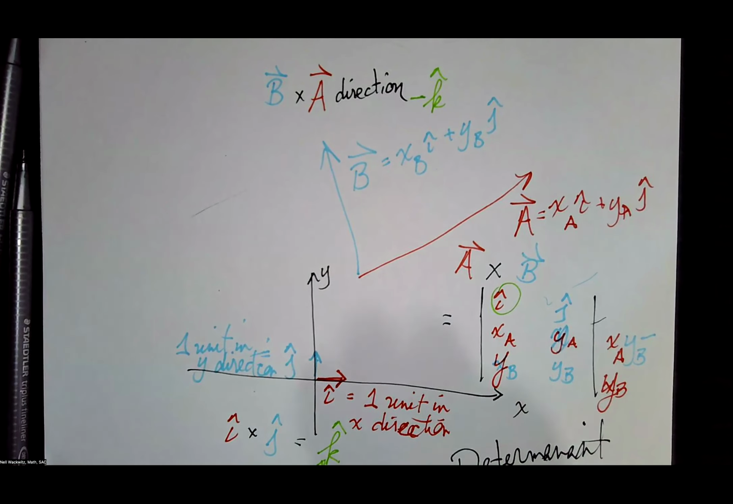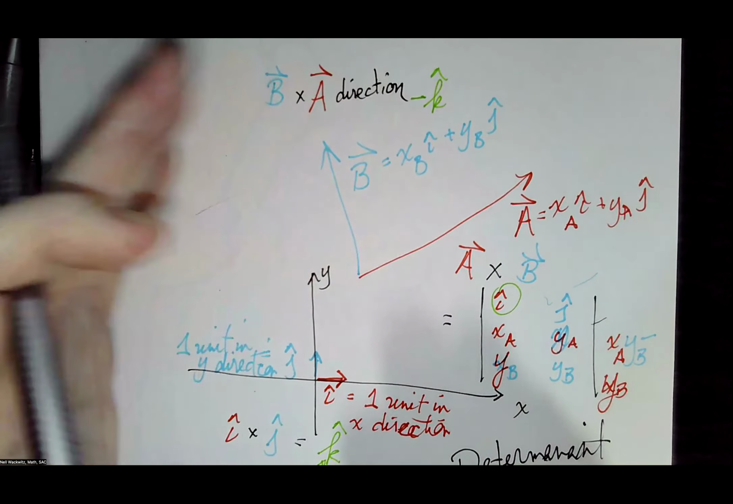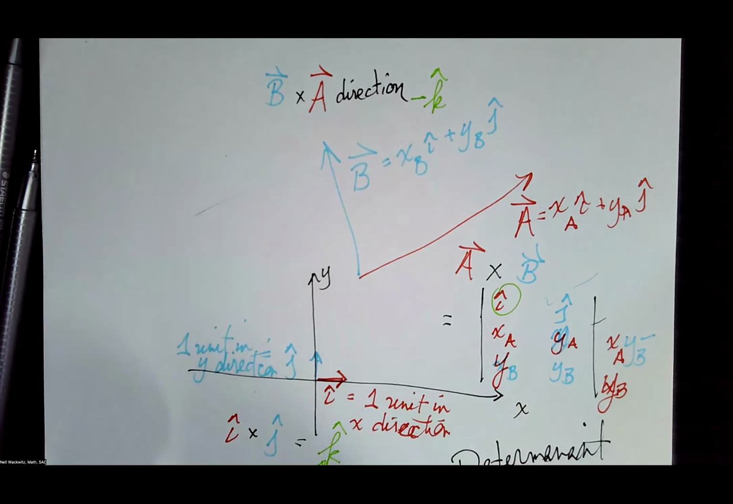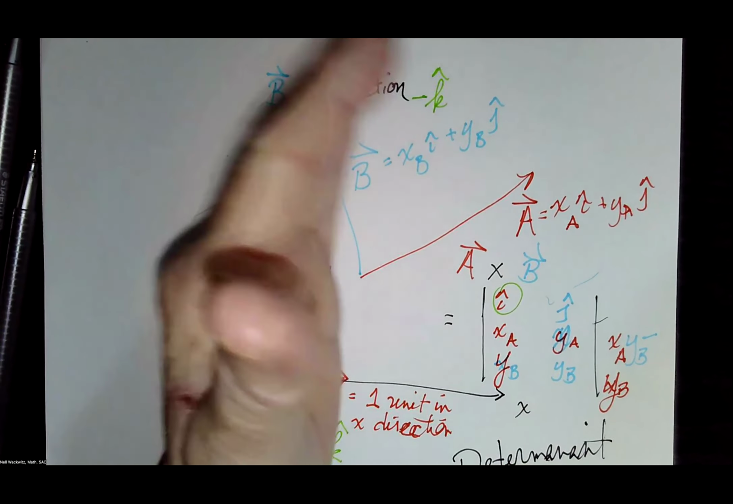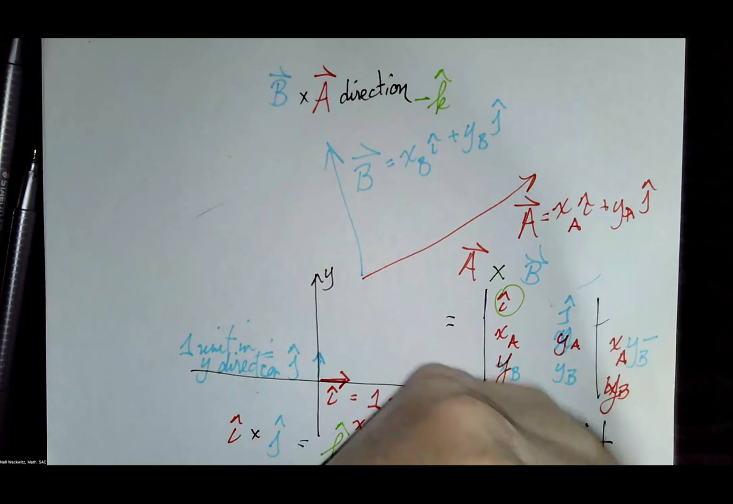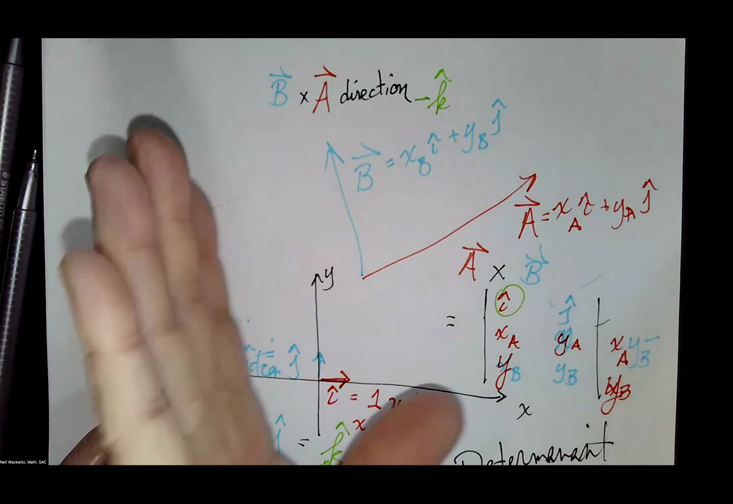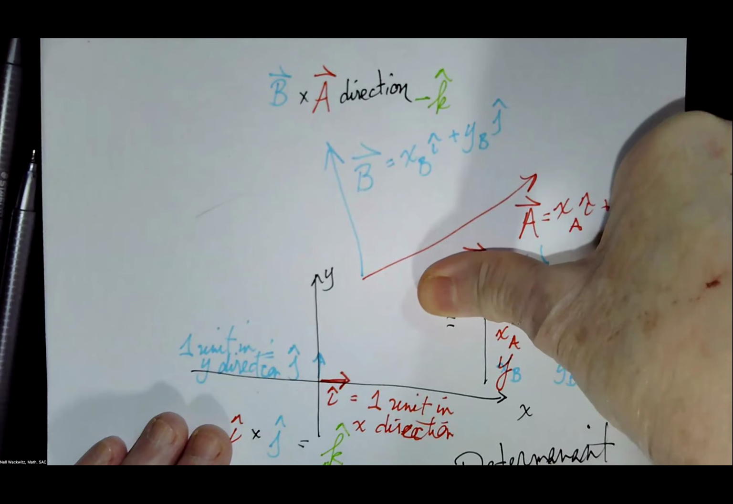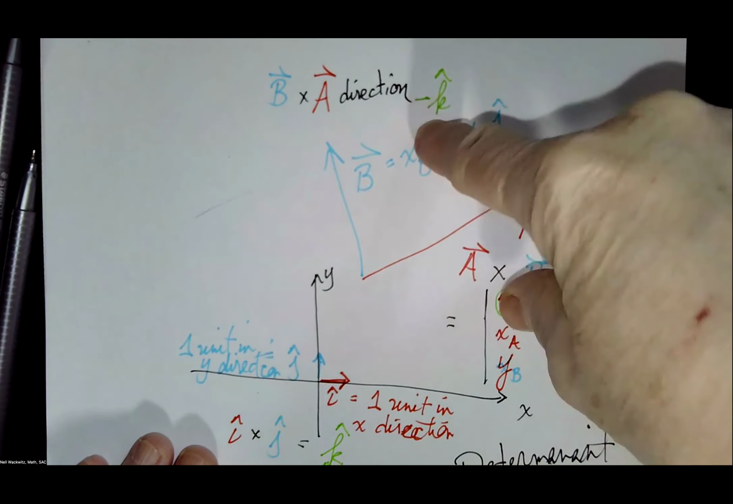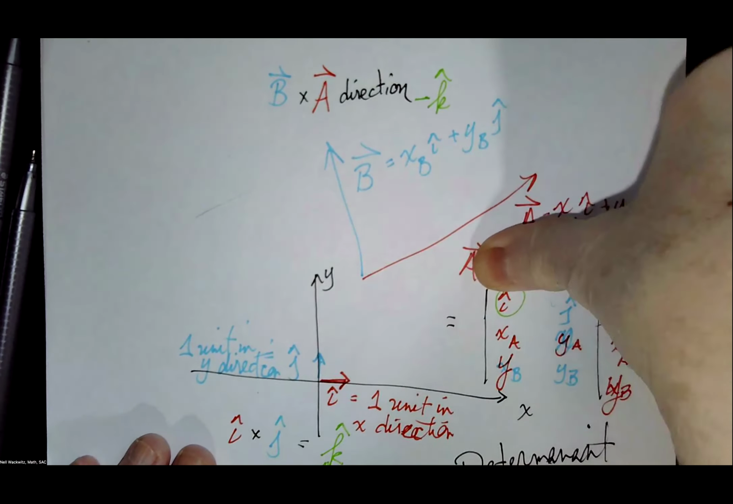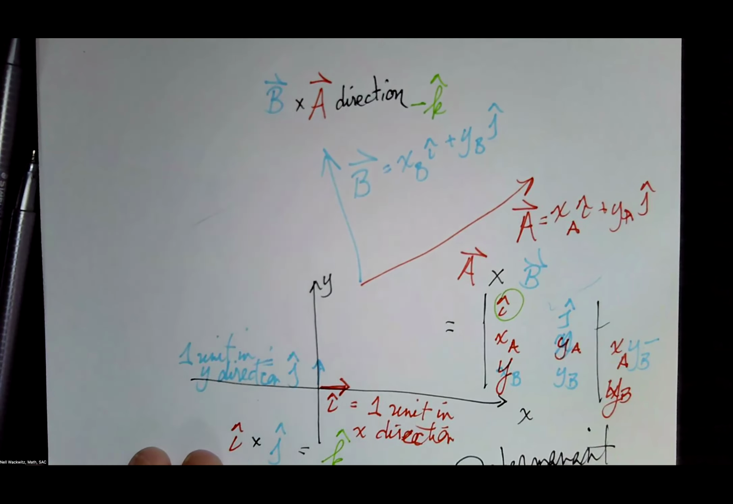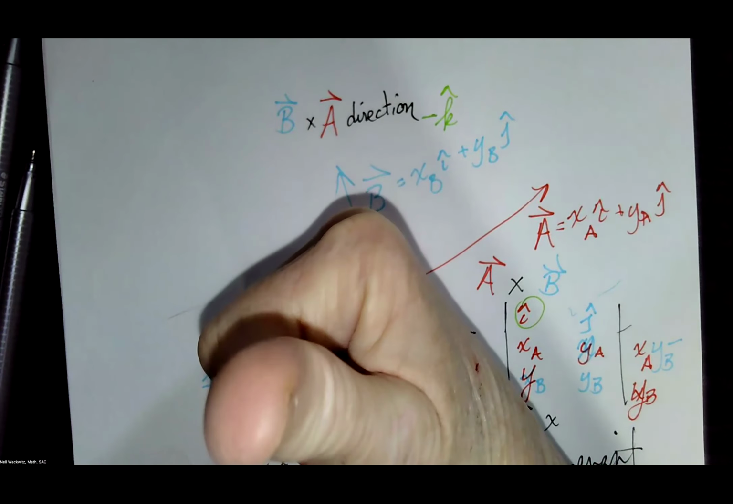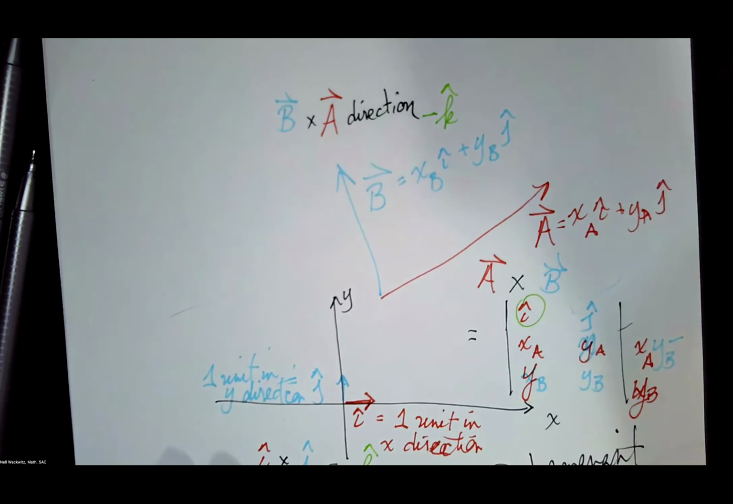So if in moving from B to A, if in moving from the first vector to the second, you're going clockwise, then you always have to use your right hand. Then the direction will be into the plane. If you're going counterclockwise, A cross B, the direction will be out of the plane, so positive.